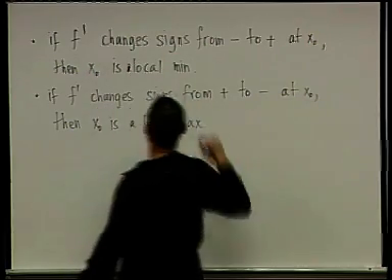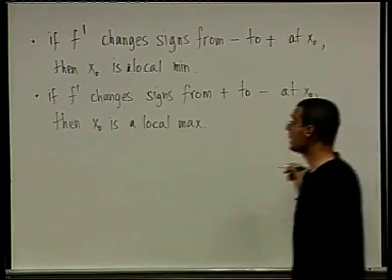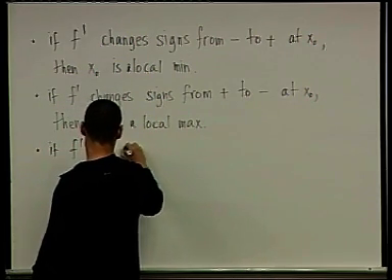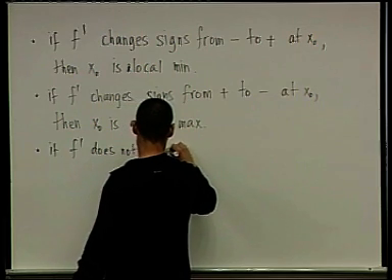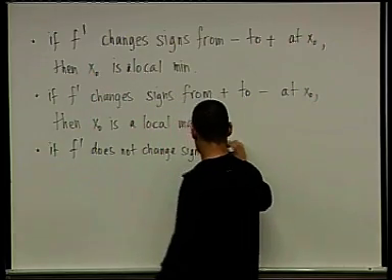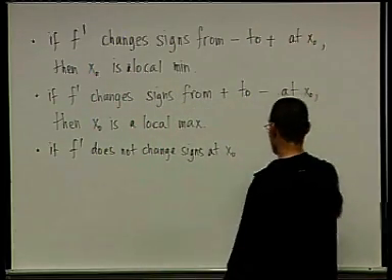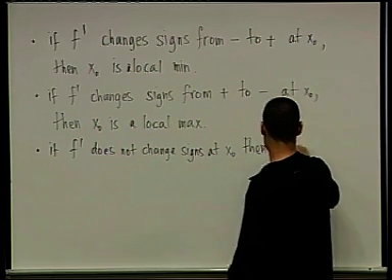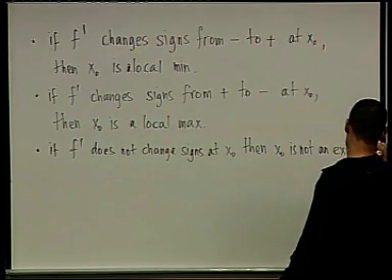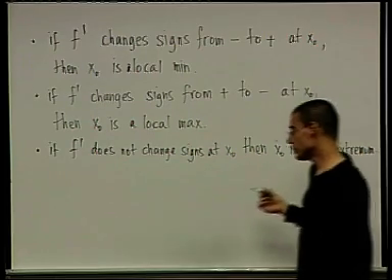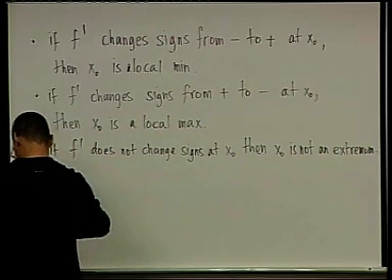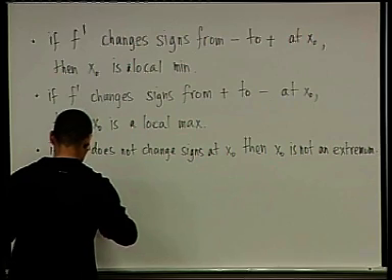A local minimum, a local maximum. And if it doesn't change signs, if f prime does not change signs at x0, then x0 is not an extremum. So here's the picture. So here's a function. Functions are blue. Here's a function.